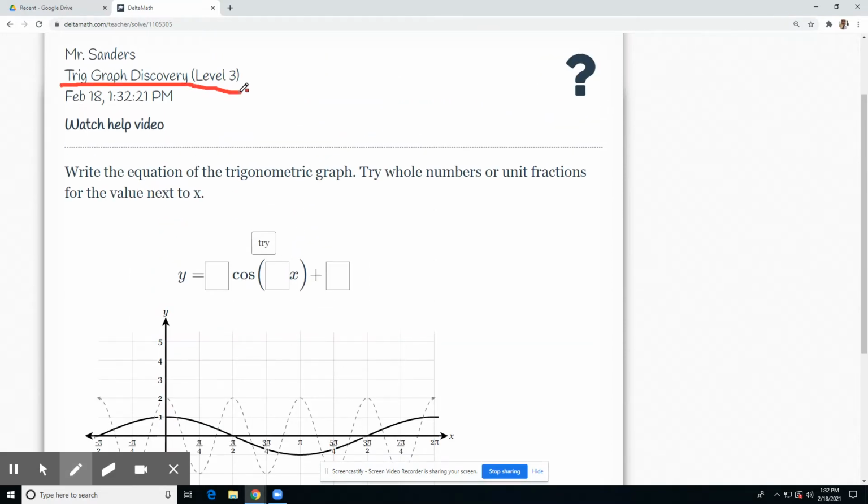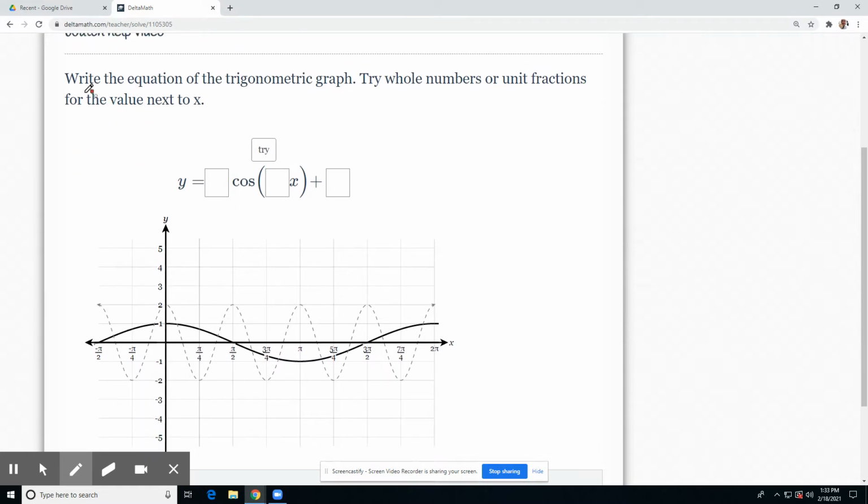Trig graph discovery, third level. Write the equation of the trigonometric graph. Try whole numbers or unit fractions for the value next to x. All right, so now they're telling us that there is some sort of effect on the period.